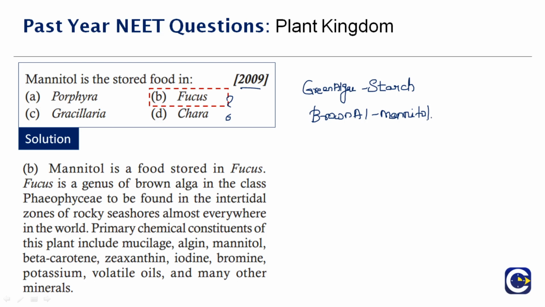Okay. Primary chemical constituents of this plant include mucilage, algin, mannitol, beta carotene, and iodine, bromine and many other minerals are also associated with it. Therefore, the correct answer is Fucus. And when you get questions like this, try to identify which one belongs to which algae, brown or green or red or whatever. Only then will you be able to answer these kinds of questions.